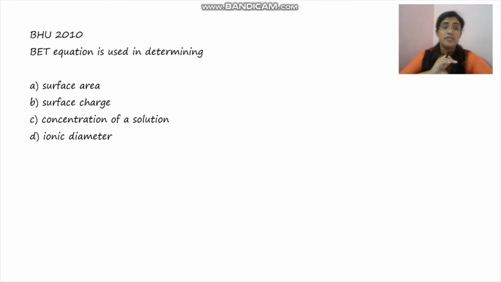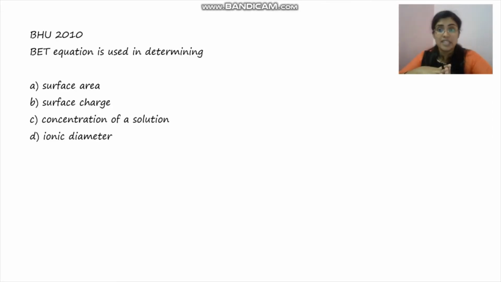So this question is from the BHU 2010 paper. It's a direct question where they have asked what the BET equation is used for: finding out the surface area, or the surface charge, or the concentration of a solution, or the ionic diameter. So directly we can say that the BET equation, or the Brunauer-Emmett-Teller equation, is used to determine the surface area.